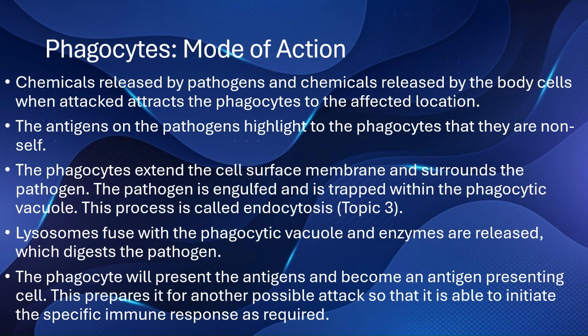The phagocyte will present the antigens and become an antigen presenting cell. So what this means is it prepares it for another possible attack so that it is able to initiate the specific immune response much more quickly to minimize the effect of the pathogen.